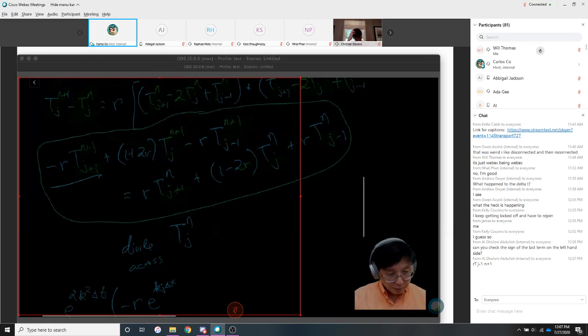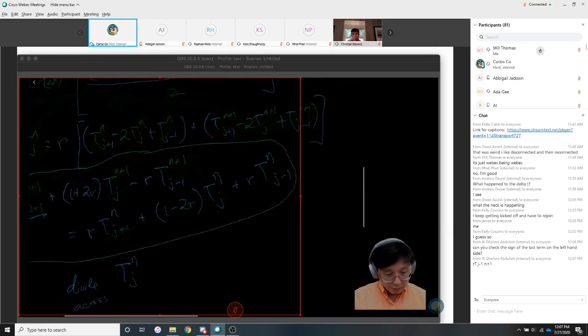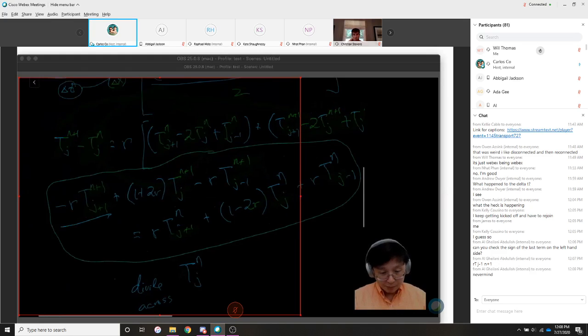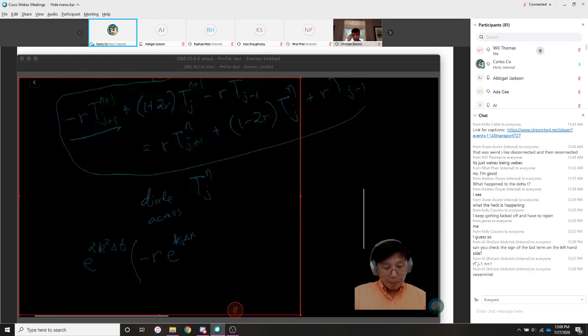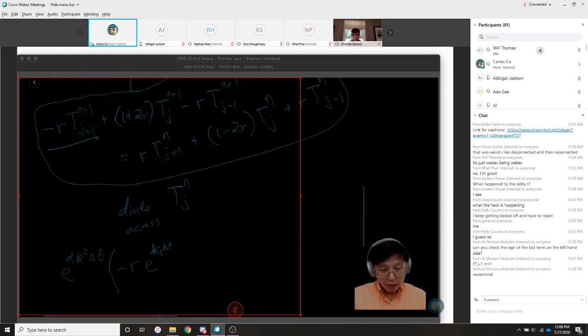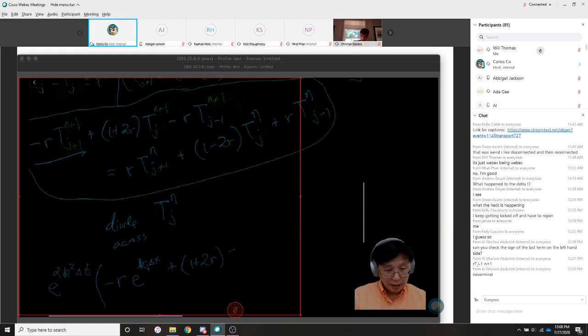Did I make a mistake there? That looks right. Let me see, rj and plus. That's correct. Okay. Then we have the next one here. So we have a plus 1 plus 2r. And then we have another one, which is minus this next term here, which gets shifted. This term here gets shifted by -1. So it's going to be r e to the minus k j delta x.